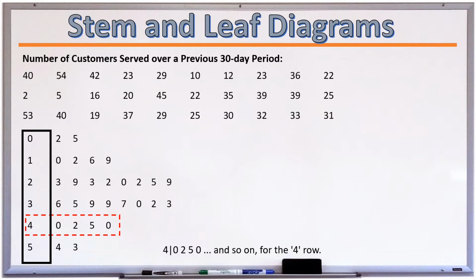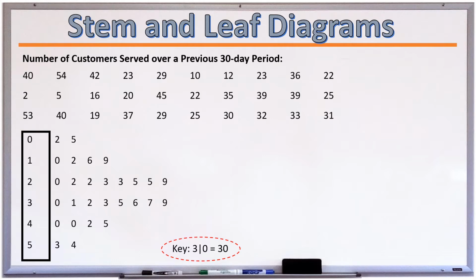4 | 0 2 5 0, and this would be interpreted as the first number being 40, the second number being 42, the third 45, and the fourth 40, and so on. After writing the numbers in this form, one would then need to arrange the digits in each row in ascending order.